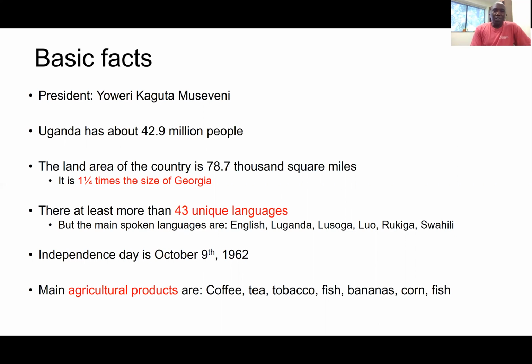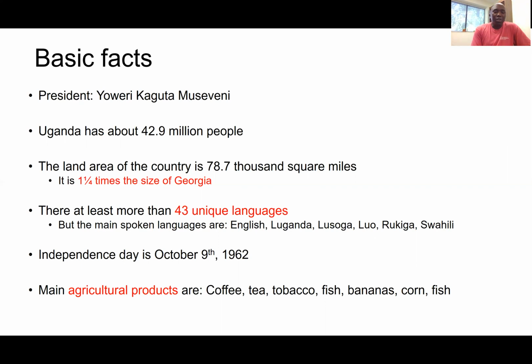Uganda has many tribes, and officially there are more than 43 languages that are recognized. The national language is English, and some of the main spoken languages of the 43 or more are Luganda, Lusoga, Luo, Luchiga, Swahili.